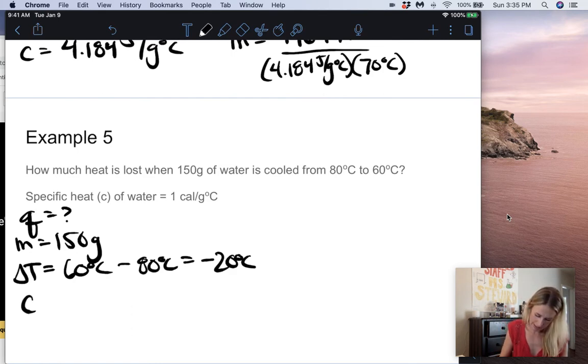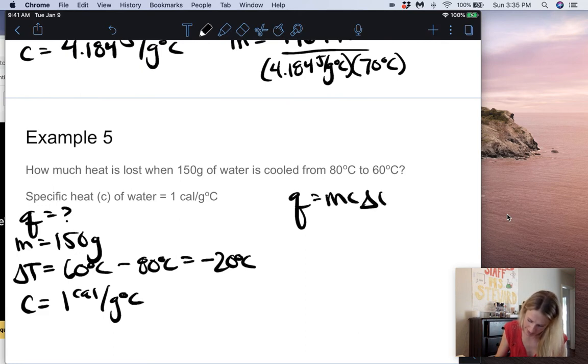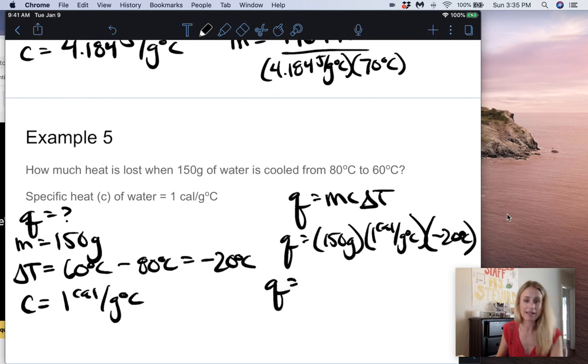And then I know that c for water is 1 calorie per gram degree Celsius. So I know that I will get my heat in calories. Now here I get Q is equal to m c delta T. So heat is equal to 150 grams times c, 1 calorie per gram degree Celsius, and then I'm multiplying by a negative 20 degrees Celsius. So I can see here that since I'm multiplying by a negative number, I'm going to get a negative number.